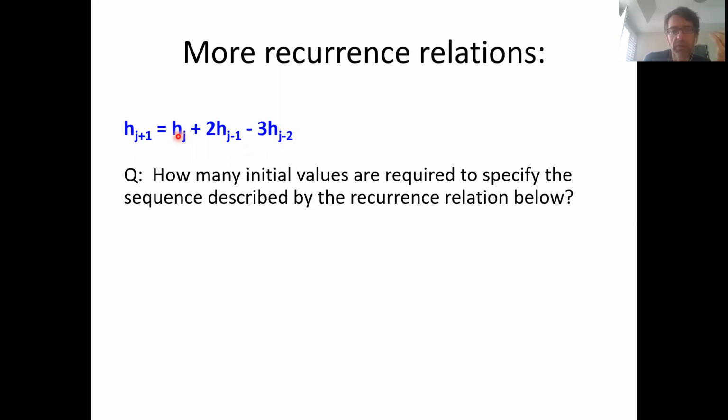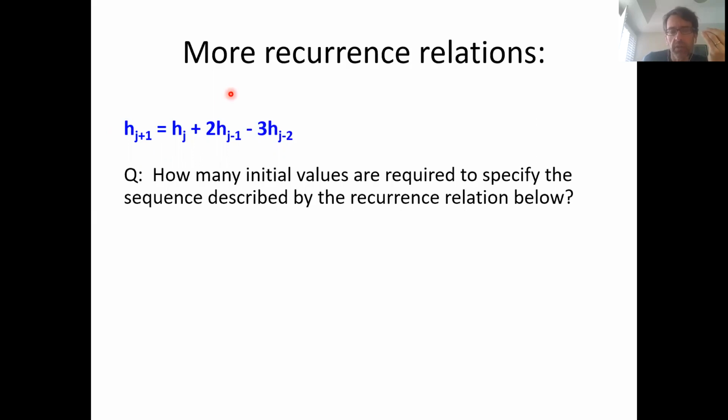Well, you need 3 consecutive elements, right? Because if you just start with, let's say, only h0 given, could you use this formula to define what h1 is? Okay, let's try. How could this define h1? Well, that would be for j equals 0. Okay, so h0 exists, but h minus 1 does not. We only declared h0 to be something, right? So we need to extend our base case. Let's think h0 and h1.